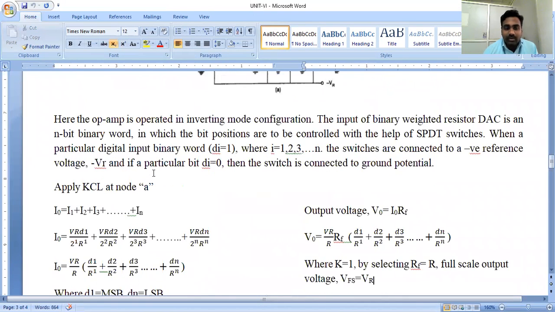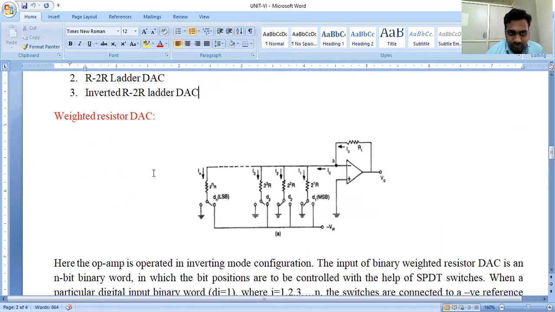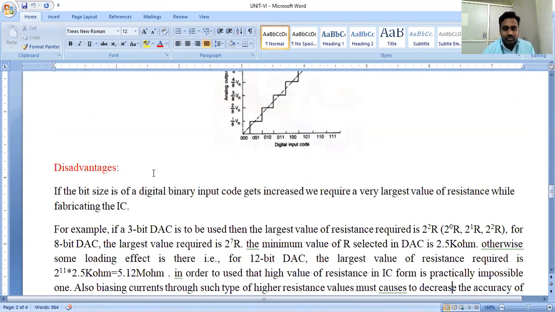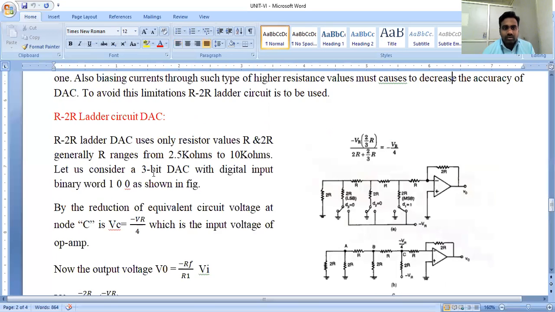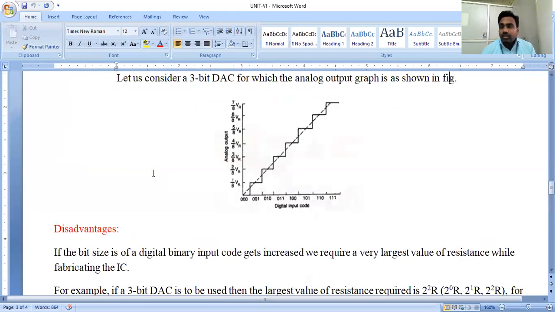There are some drawbacks also. One of the most important drawbacks depends upon the bit size which we have chosen, that is, the bits of the digital binary input code. This requires a large number of resistances which need to be fabricated in an integrated circuit. That is one of the major drawbacks. This is the concept which we discussed today.